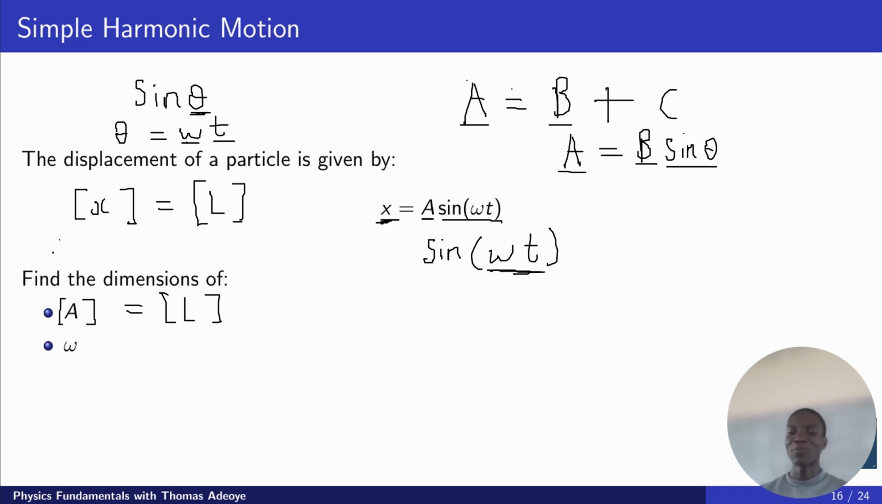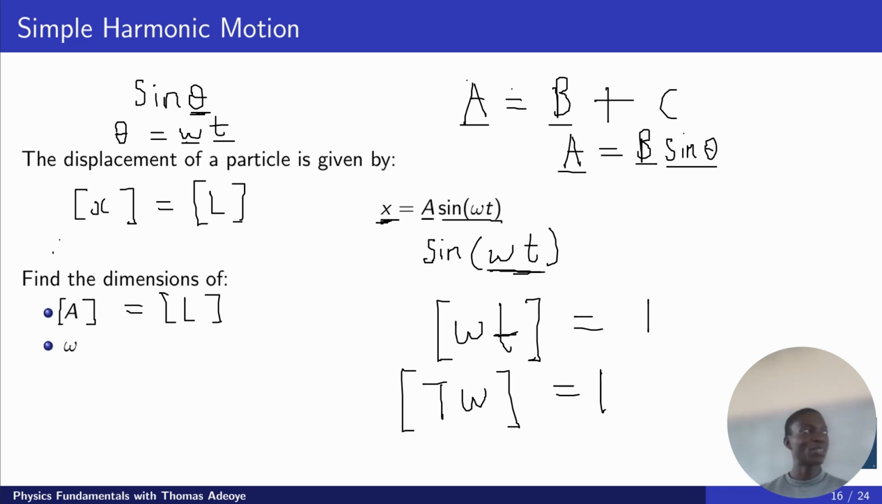t is time, so t has a dimension. So the dimension of omega and t together must be equal to 1. That's what we are saying. If it is dimensionless, it means the dimension is unity, which is 1. Is that okay? And we know the dimension of t to be capital T. It is the dimension of omega that we need.